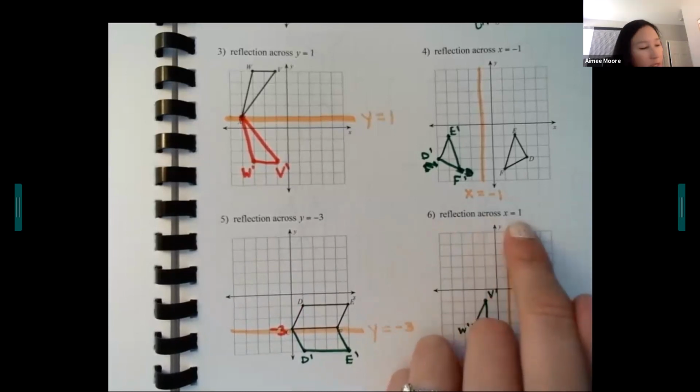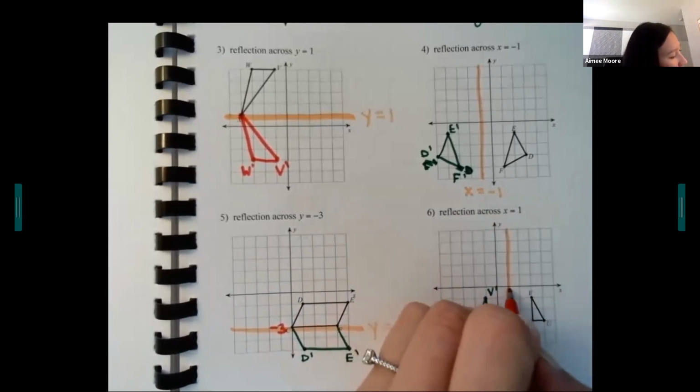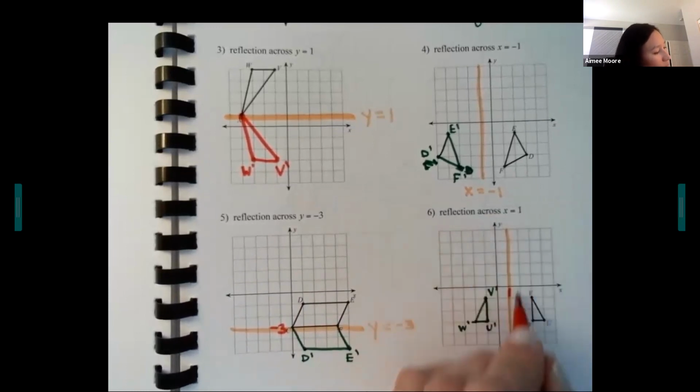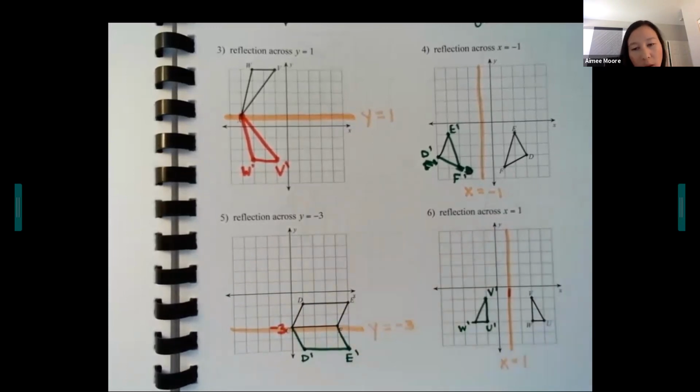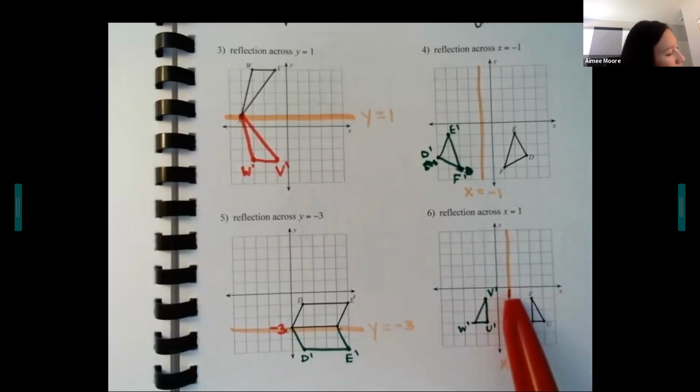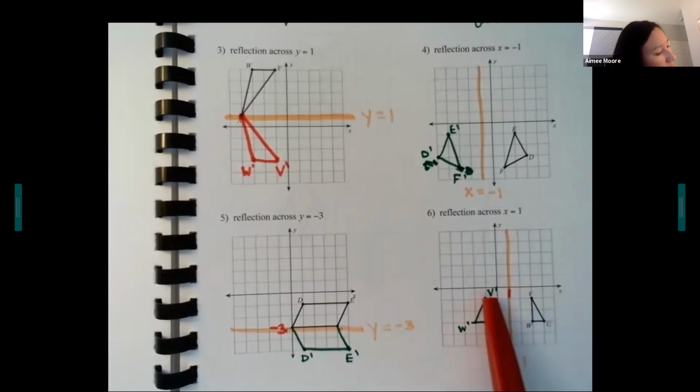And then the same thing for x equals 1 right here. This is where x equals 1. So you just draw a line all the way through x equals 1. And then you'd count. So V is 2 to the right, so you go 2 to the left of that line for your reflected point.